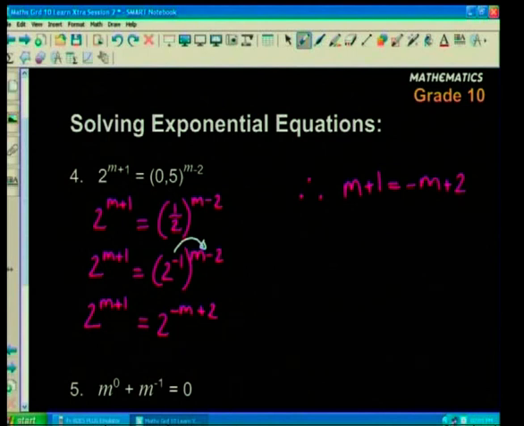We're now going to use the skills that we usually use with equations that you've been doing since grade 8 by bringing the m's together and all of the numbers to the other side, and we're left with 2m is equals to 1, which of course means that m is equals to 1/2.